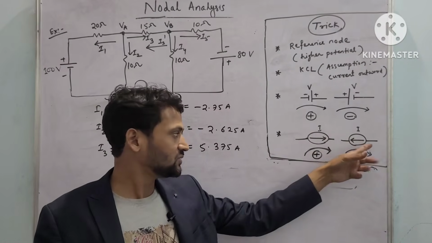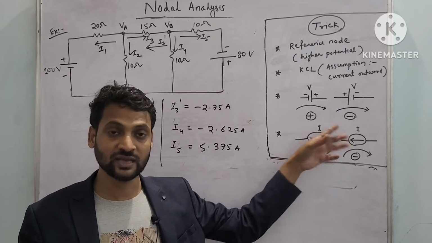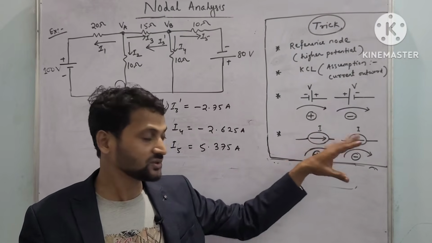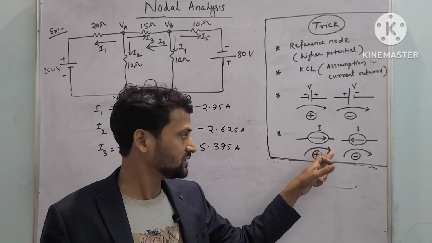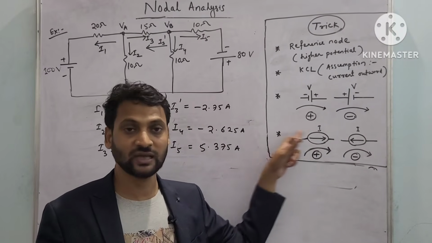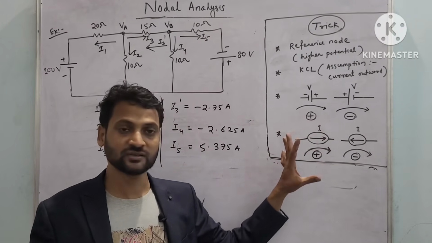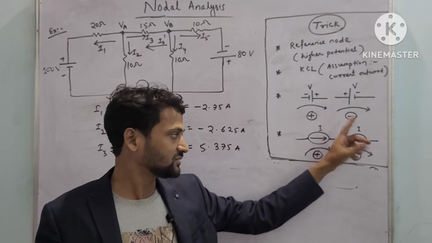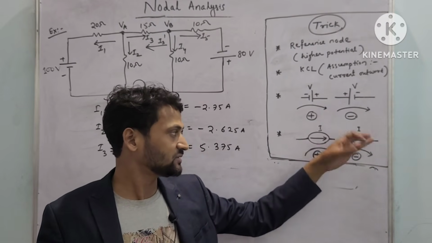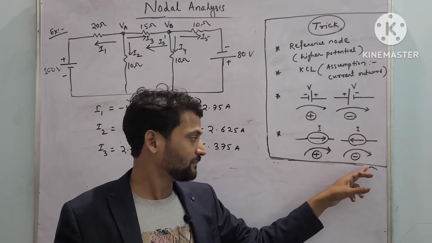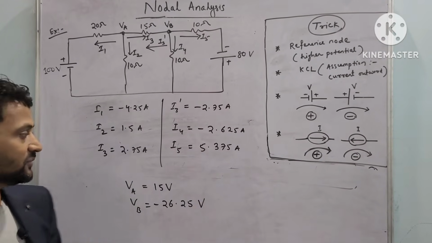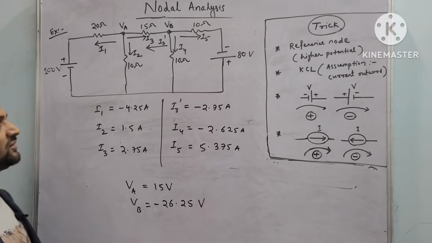Similarly, if you have a current source having a sign, the sign of current in the current source is given in that question, and if your assumed direction matches the direction of current, then it will be taken as positive, and if your assumed direction is opposite to the direction of current given in the question, then it will be taken as negative. Okay, just remember this much.